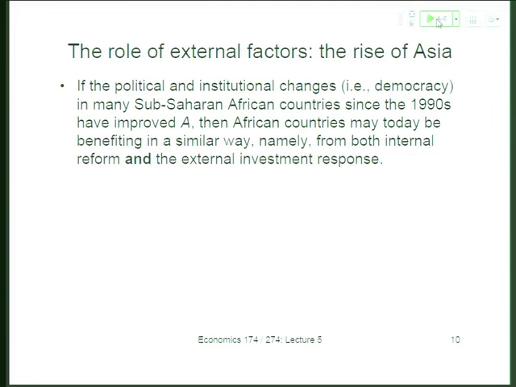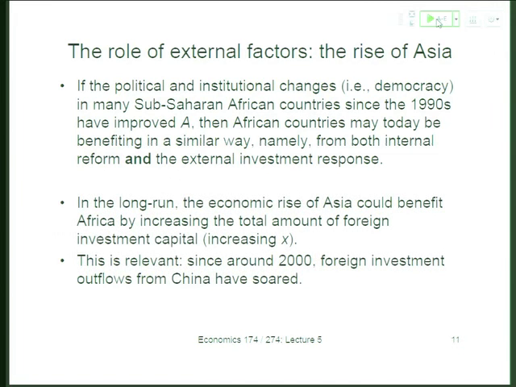Yeah. It seems like the level of capital being done to, because as Asia grows, the amount of investment being done there. Exactly. So exactly the point. And again, perfect timing as we plotted out just before lecture. So in the long run, the rise of China and India, exactly as you said, should increase X.